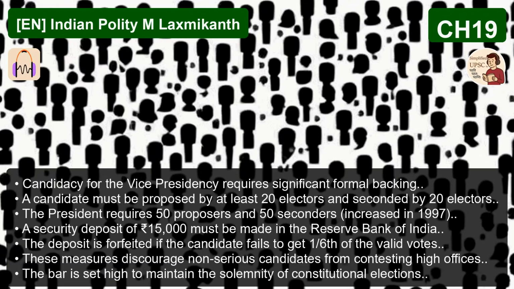And I recall the source mentioning the requirements were drastically increased for the president in 1997. Yes, the requirements were elevated to discourage non-serious candidates. For the president, it's 50 proposers and 50 seconders, along with a 15,000-rupee security deposit. And for the VP? While the specific numbers for the VP election are slightly lower, it's 20 proposers and 20 seconders, the principle is consistent. The system values solemnity and filters out individuals running just for a giggle.